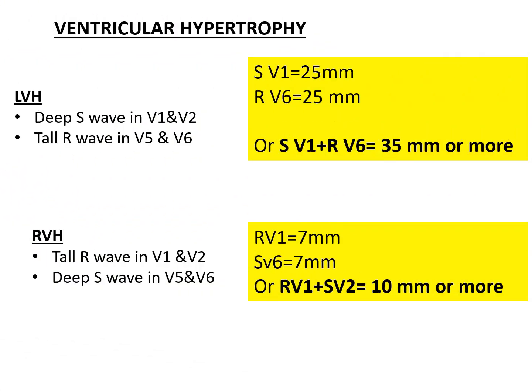So why are we worrying about the R wave and S wave? This is quite important. By checking the R wave and S wave, you can see whether there is any ventricular enlargement. You can consider both enlargement of the left ventricle, that is left ventricular hypertrophy, and enlargement of the right ventricle, that is right ventricular hypertrophy.